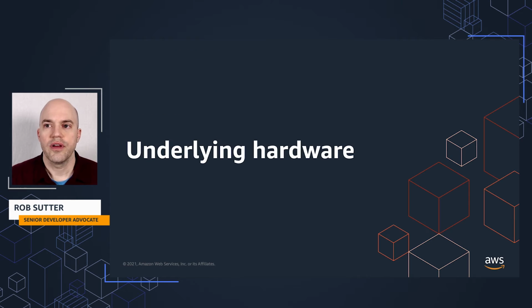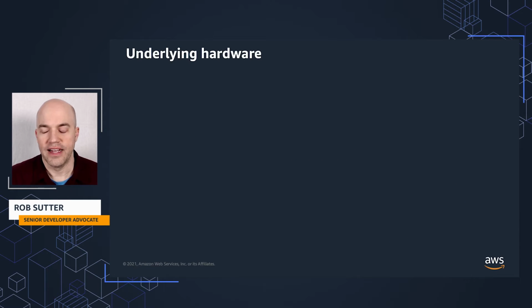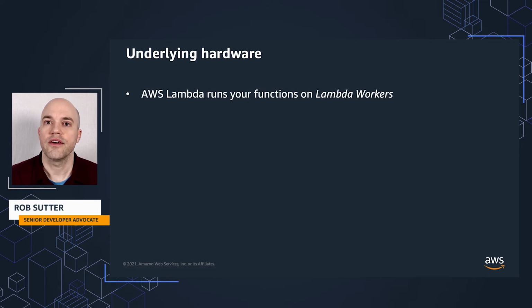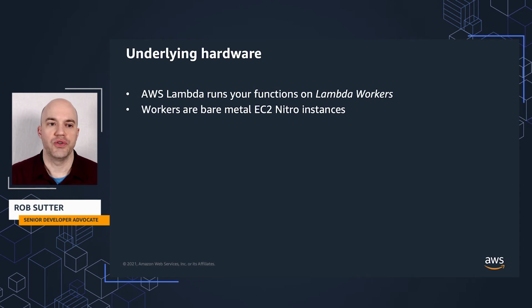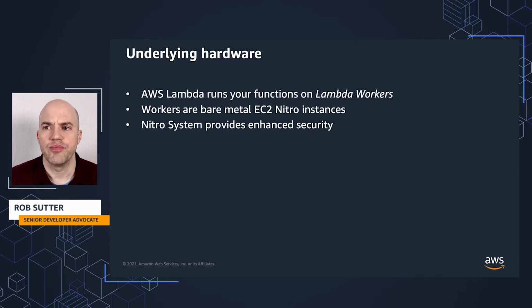So to start with, there's an underlying hardware piece associated with your Lambda functions. As is often said, yes, there are still servers in serverless. That underlying hardware is called a Lambda worker. Lambda workers are bare metal EC2 Nitro instances. Now, the Nitro system provides a number of features for Lambda functions, including enhanced security and better isolation between environments.